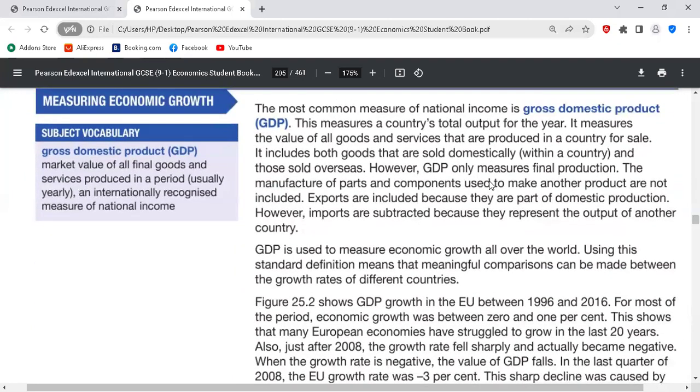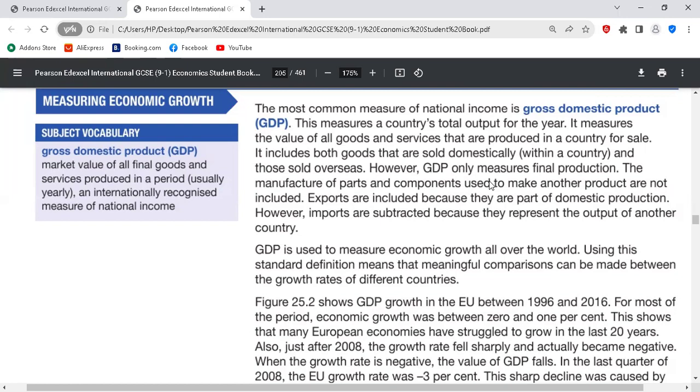The most common measure of national income is gross domestic product, GDP. So to measure your national income or economic growth, you use GDP, which is the measurement of the country's PPC, what you can produce in this economy. Whatever you have produced, the monetary value of what has been produced is the GDP. Clear? Yes. The monetary value of your output is the GDP.